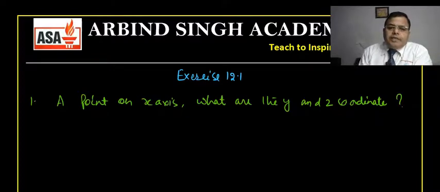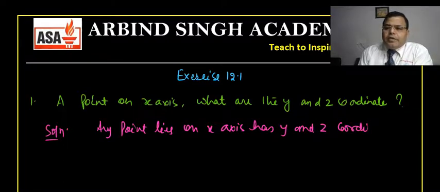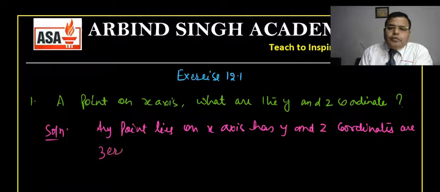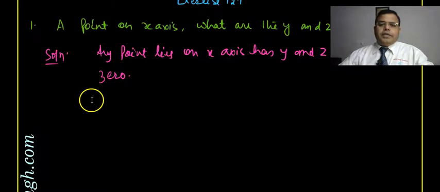Solution: any point that lies on the x-axis has its y and z coordinates equal to 0. This is what we have discussed already. The coordinates are 0. Right? Next question.